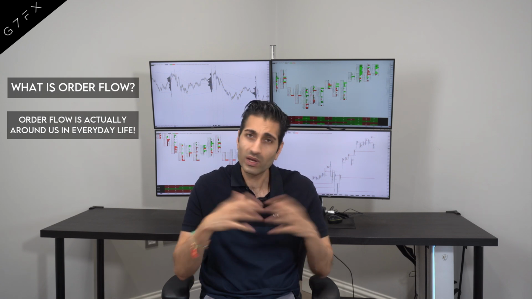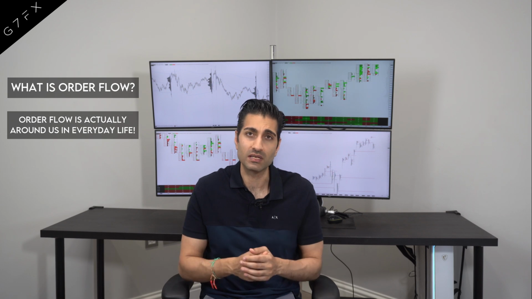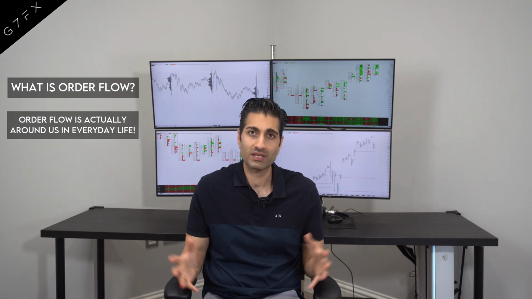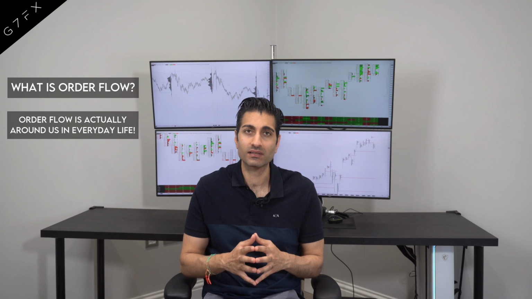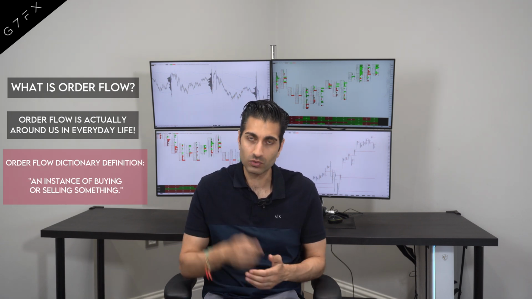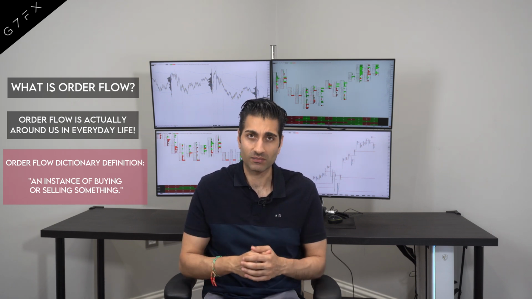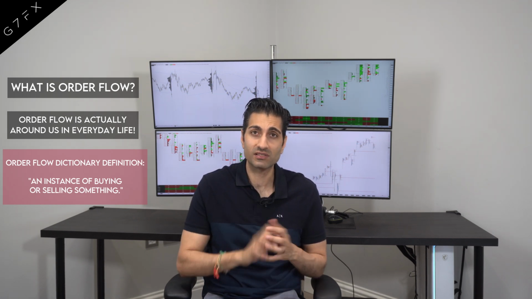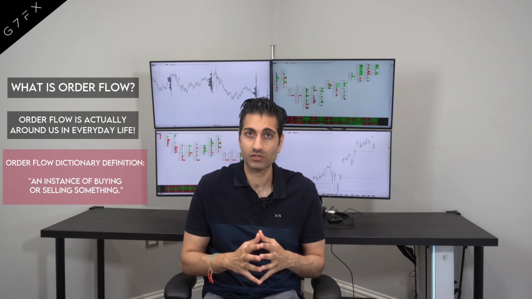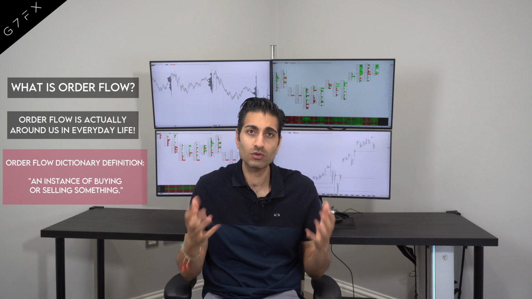So when I say it's all around us in everyday life, what do I mean? Well, order flow is just transactions. When someone buys something, it is a transaction. Let's look at the official definition of a transaction. It's an instance of buying or selling something. So let's say you go and buy something. The person or business who facilitates that transaction then records that transaction, right? Let's look at an example.